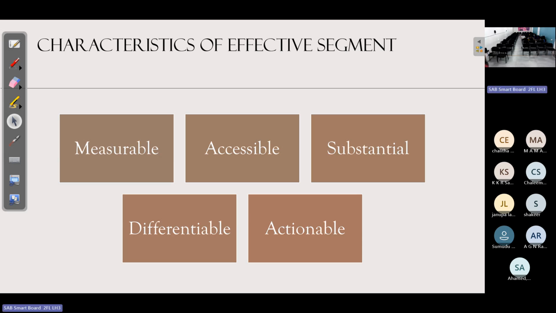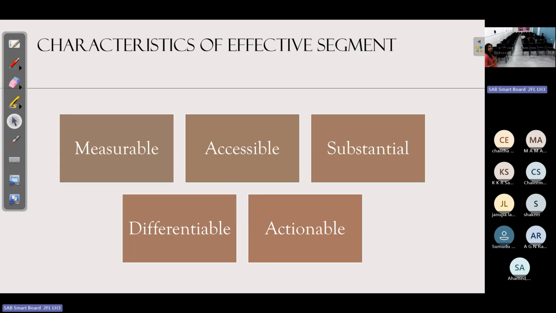Then substantial, third one. Substantial in the sense the market segment that we are selecting should be profitable enough to serve, and also it should be large enough to serve. Right? If we are selecting a very small segment, then sometimes there is a risk of not having enough profit. So when we are selecting one, it should be profitable enough and also it should be large.